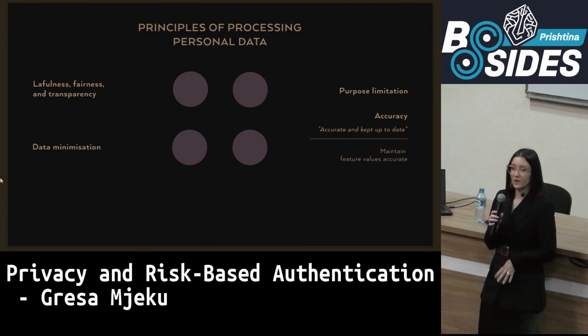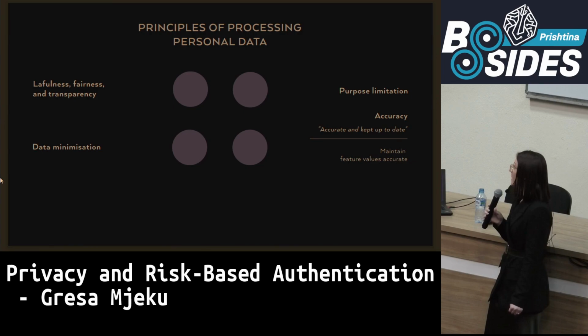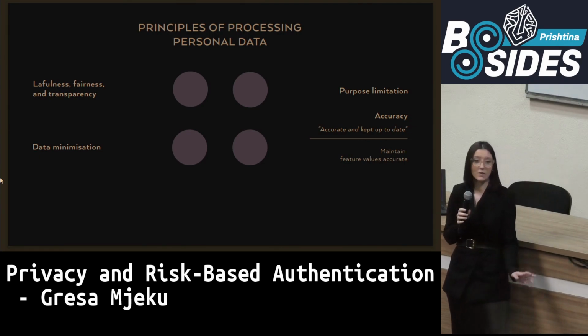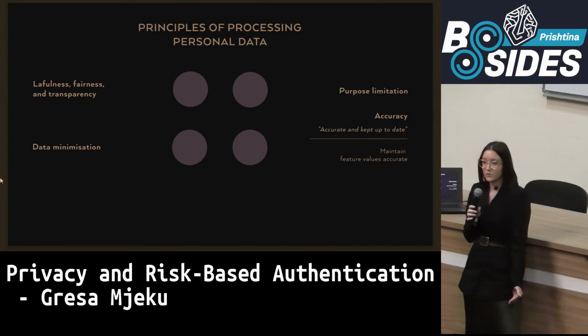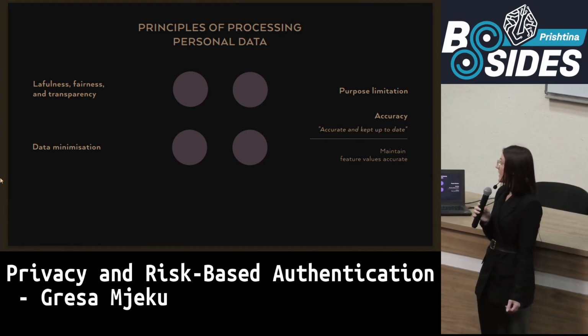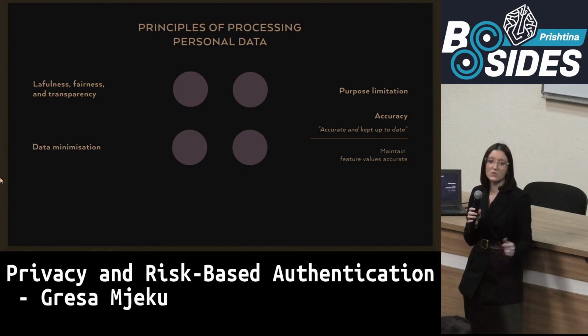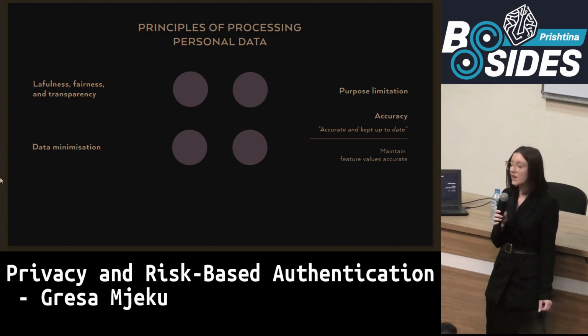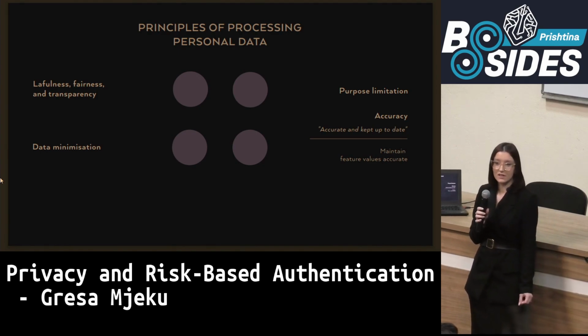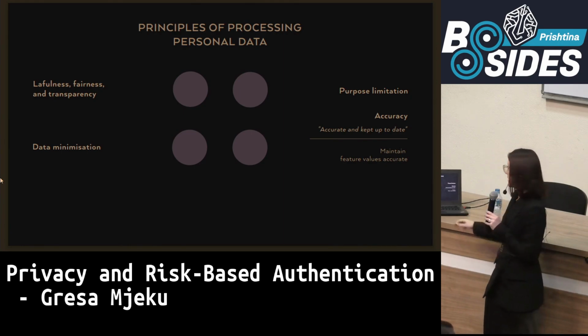Another principle, which is straightforward, is accuracy. Accuracy means that personal data should be accurate and up to date. However, in the RBA context, this is crucial. Why? If we have an incorrect feature value, then the risk score is medium or high. What this means is that the user is prompted with another factor to be authenticated, and what we are doing is converting the RBA to a second factor authentication. If you remember from the slides before, I stated that second factor authentication has a very low user acceptance. So we do not want to end there.